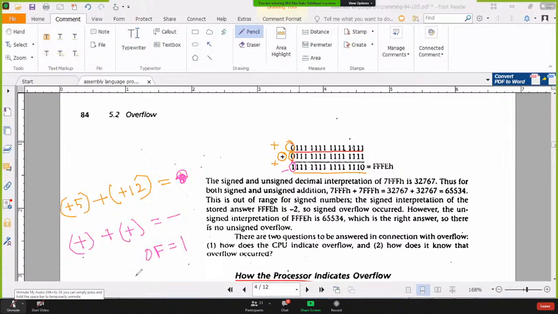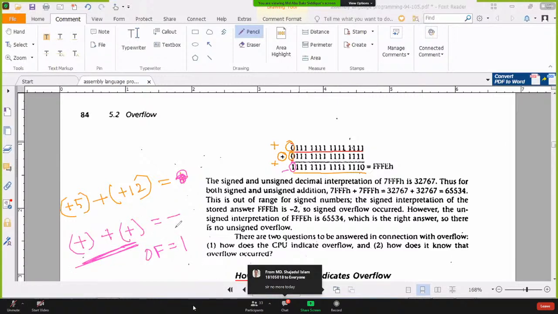Because it is not normal. How on this earth are you getting a negative number by adding two positive numbers? It is not possible. It is not the normal case. It is the abnormal case. So that's why you can immediately say signed overflow occurred. You don't have to calculate anything. That is the trick or shortcut.